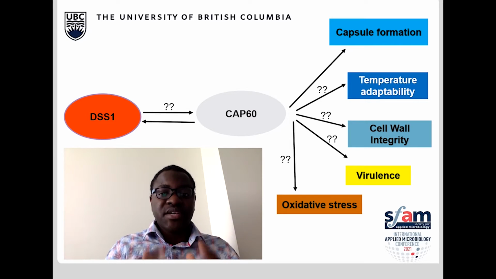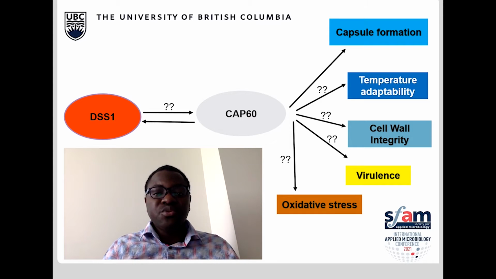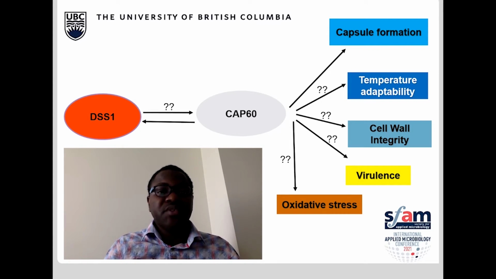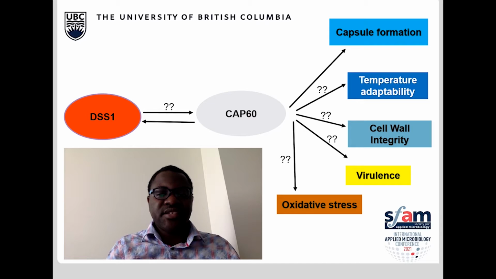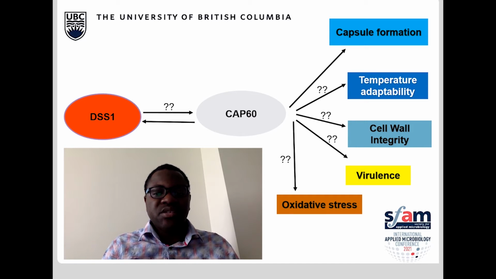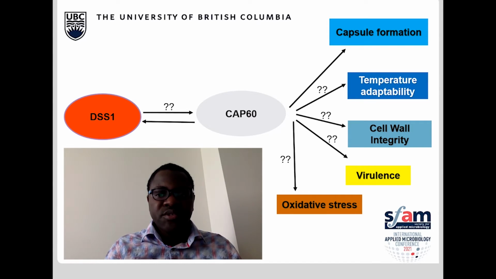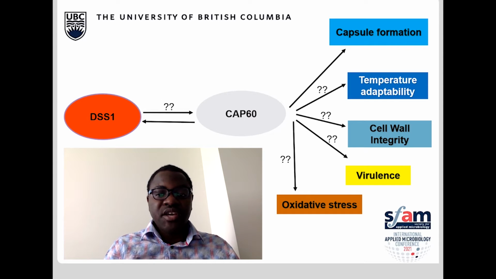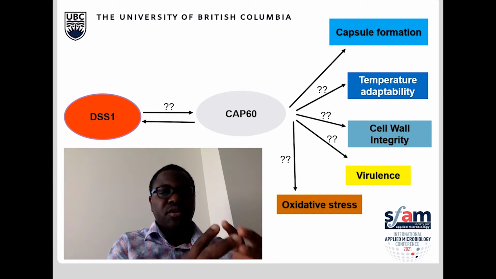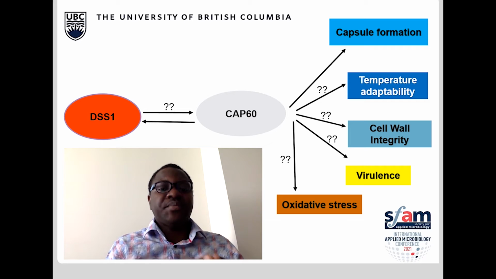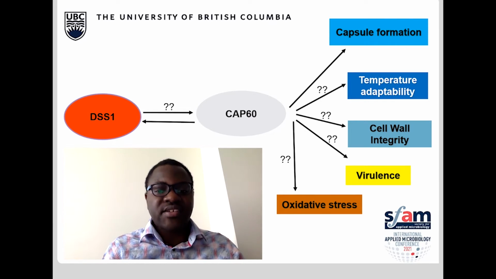So far, we've observed that the loss of DSS1 and Cap60 resulted in impaired growth at 37 degrees compared to the wild-type strain. In medium supplemented with cell wall perturbing agents such as Congo Red and SDS, the Cap60 and the DSS1 mutant strains displayed altered growth. The same scenario was observed in medium supplemented with sodium chloride, hydrogen peroxide, as well as sodium nitrate, suggesting a crosstalk between DSS1 and Cap60 in the stress signaling cascade.